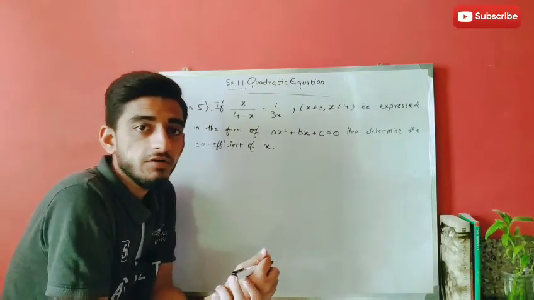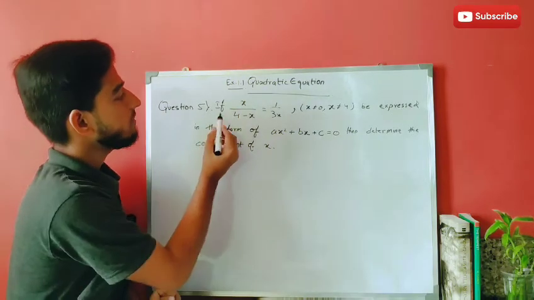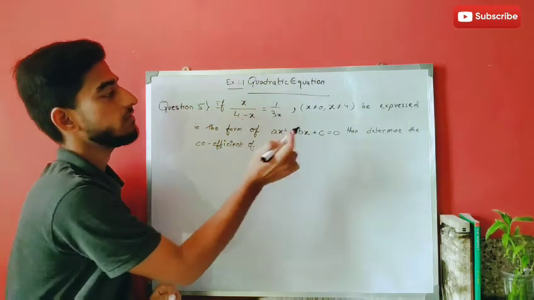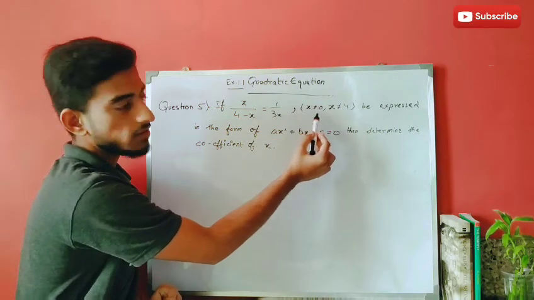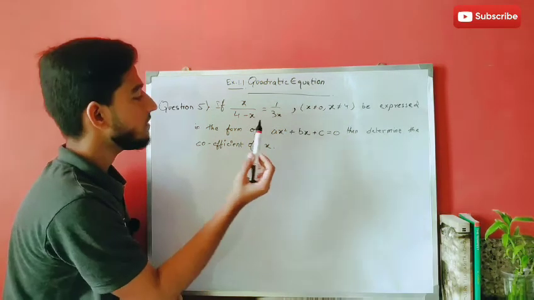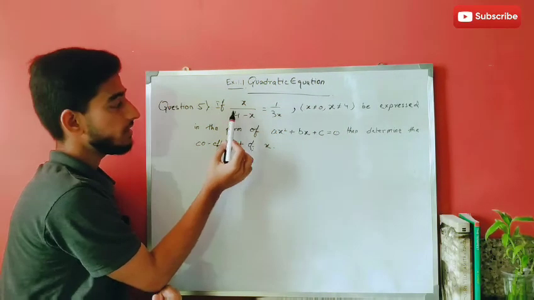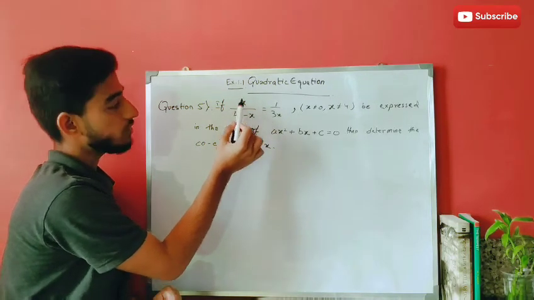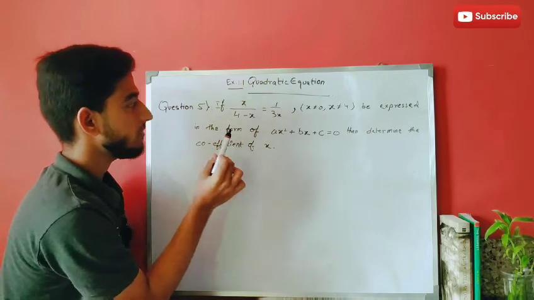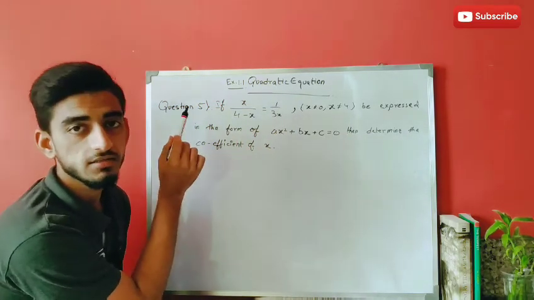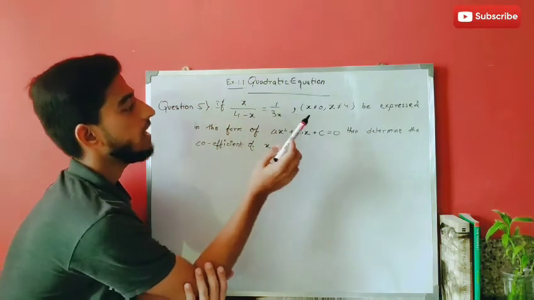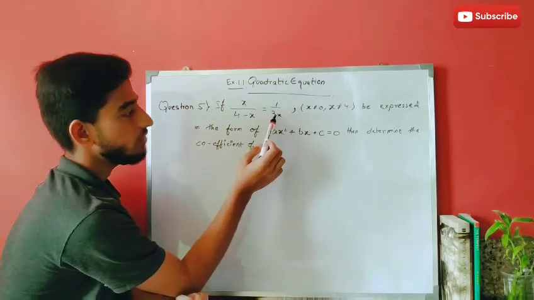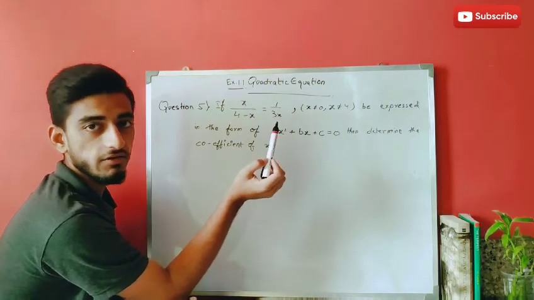Now we have come to question number 5. Our question number 5 is: if x divided by 4 minus x is equal to 1 by 3, if this equation is given, here x is not equal to 0 and x is not equal to 4. Why have they given this? Because if x is equal to 4, then 4 minus 4 will be 0, so 4 divided by 0, and anything divided by 0 is undefined, so it will not be an equation. And x should not be equal to 0 either, because 3 into 0 will be 0, again 1 by 0 is undefined.